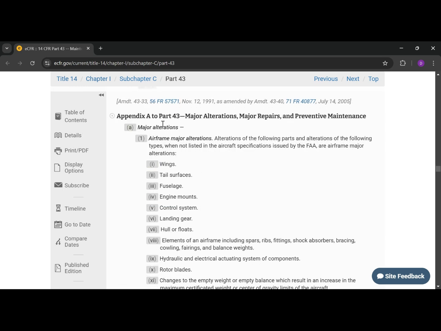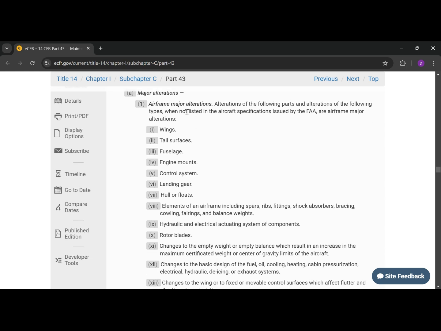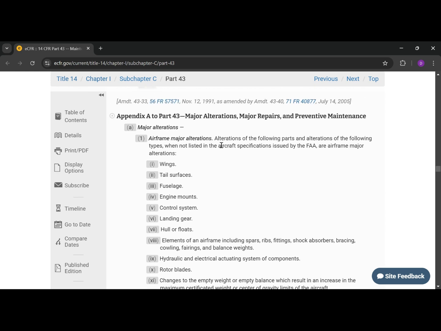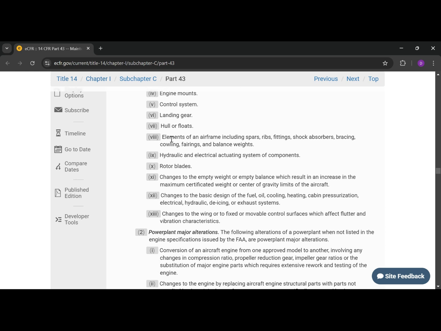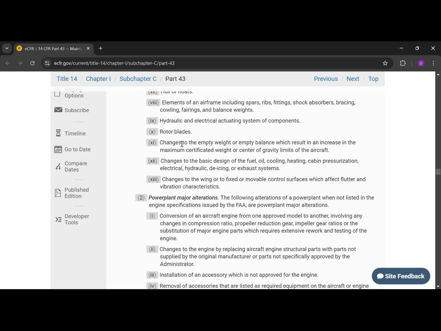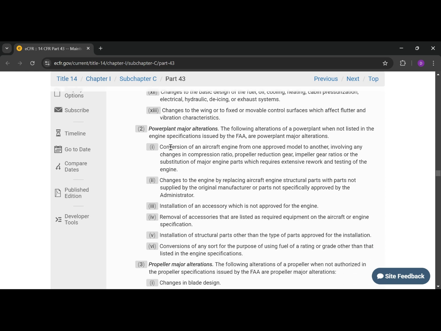Now we have Appendix A to Part 43, Major Alterations, Major Repairs, and Preventative Maintenance. Major alterations. Airframe major alterations. Alterations of the following parts and alterations of the following types when not listed in the aircraft specifications issued by the FAA are airframe major alterations. So these are considered major airframe alterations. So any alteration on the wings, hull or floats, rotor blades, stuff like that. I won't go into depth and read all that because this video is running long.